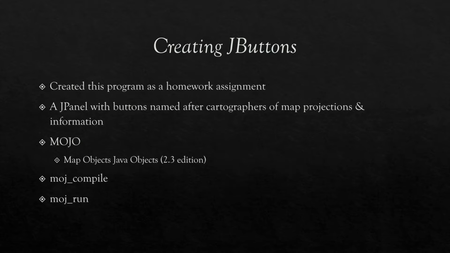So for this program or demo, I created this as a homework assignment. I had to create a JPanel with buttons named after well-known cartographers of map projections, as well as provide an image and other information. I used MOJO, which is Map Objects Java Objects, specifically the 2.3 edition for my program. And you'll see at the bottom here, moj compile and moj run are the command line prompts that I will use to compile and run my demo.